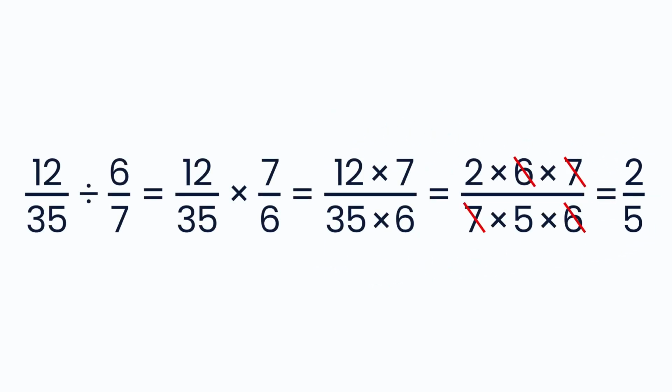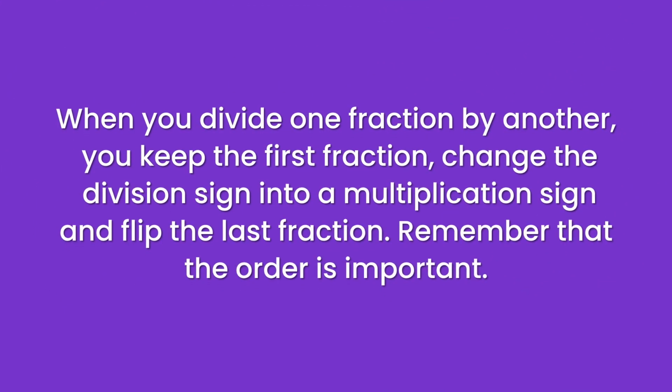That wasn't so bad, was it? It was just multiplying fractions, however, starting with a small twist. When you divide one fraction by another, you keep the first fraction, change the division sign into a multiplication sign, and flip the last fraction. Remember that the order is important.